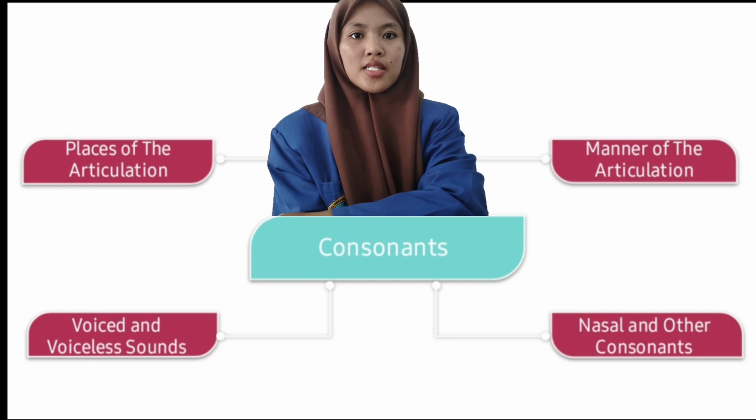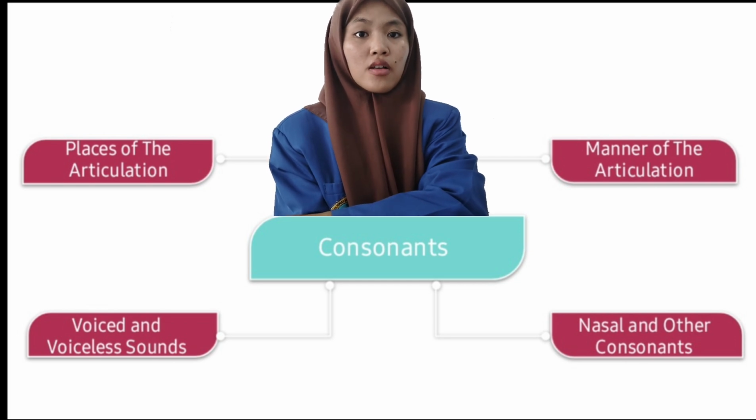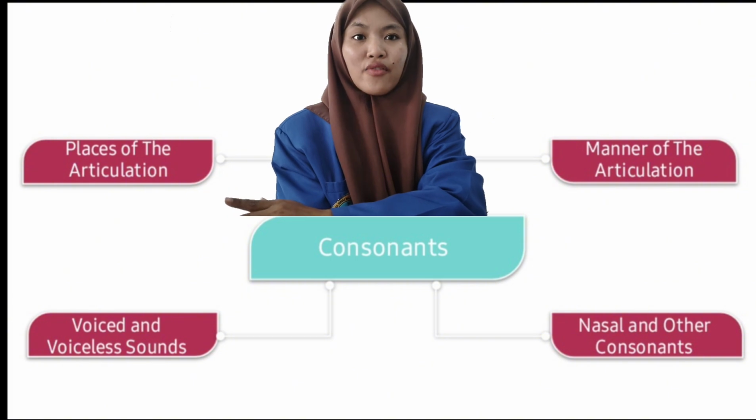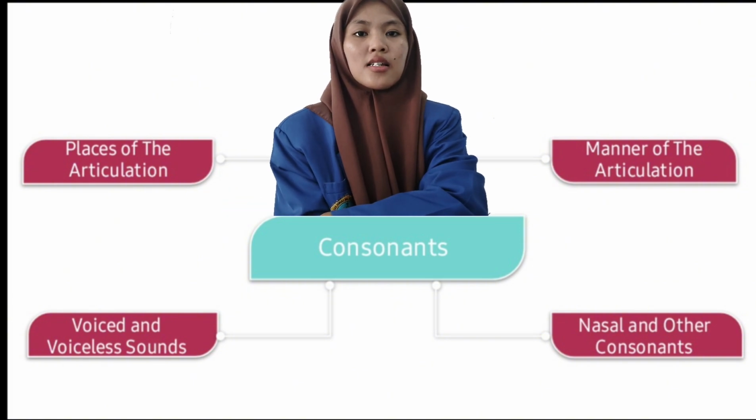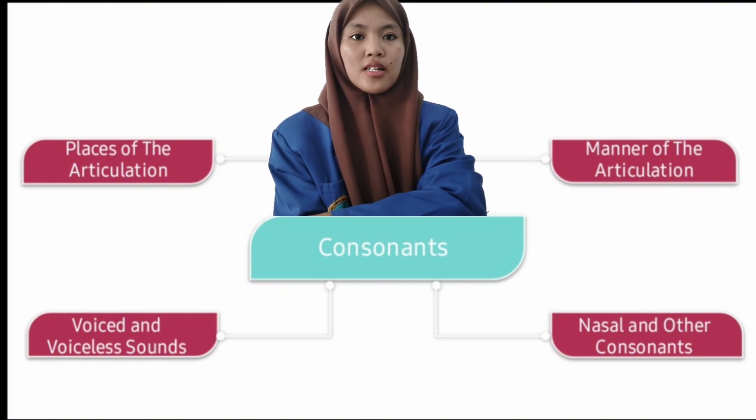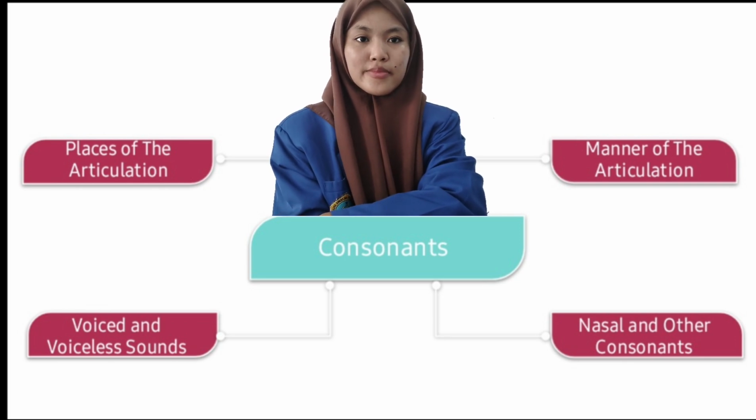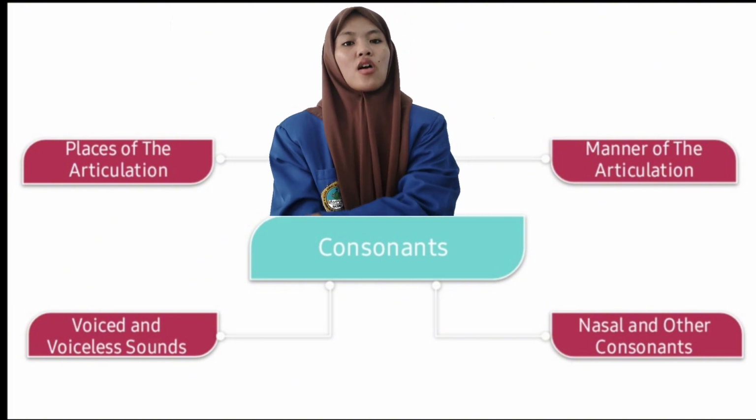The first is voicing. Voicing means the vocal cords are used. When the vocal cords are free, the sound is voiceless. And the second is place of articulation, which is the place where the air flow will be more or less obstructed. And the last is manner of articulation, which is concerned with the nature of the obstruction.